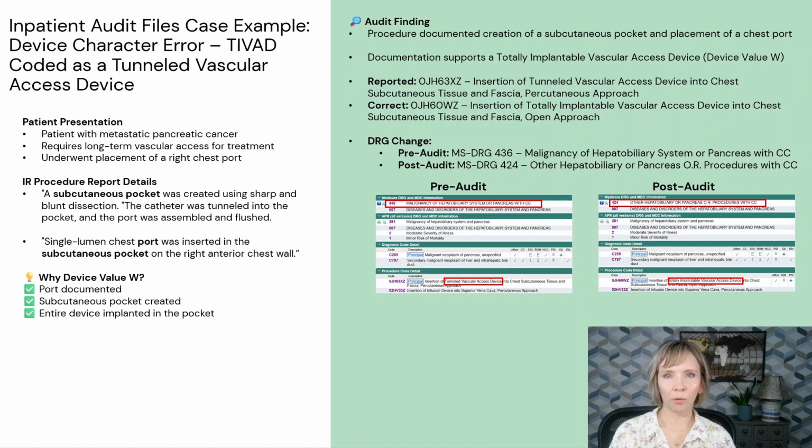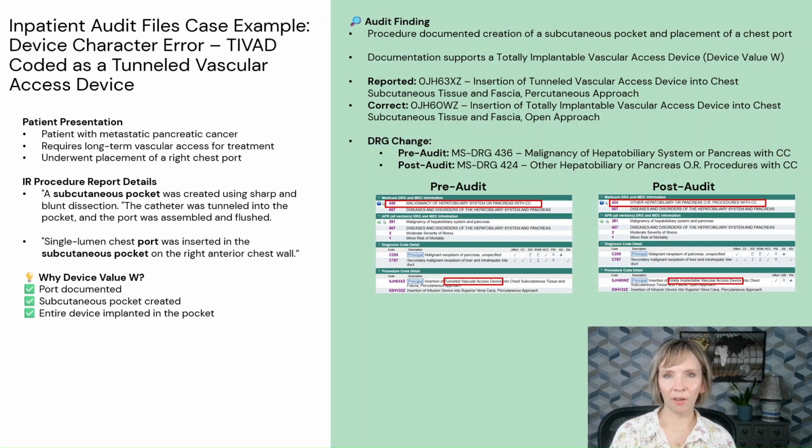This PCS code revision changed the procedure from a tunneled vascular access device, percutaneous approach, to a totally implantable vascular access device, open approach, and moved the case into a surgical DRG. The case shifted from MS-DRG 436, malignancy of hepatobiliary system or pancreas with a CC, to MS-DRG 424, other hepatobiliary or pancreas OR procedures with a CC. In this case, both the device character and the approach were coded incorrectly.